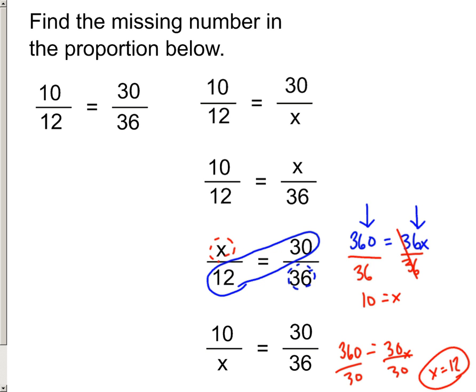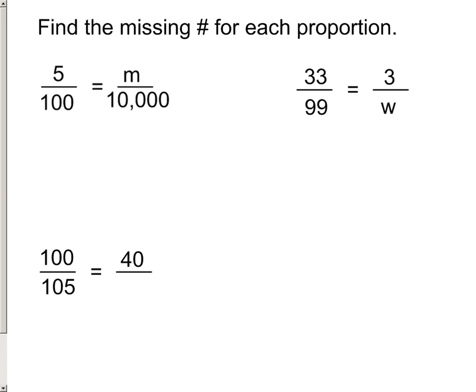So here we go. Here are the new problems. I do want to note though that I've got up here in the directions or the header, find the missing number for each proportion. You have to know that this setup is a proportion, or else you can't just go through and cross multiply or pretend they're proportions. You have to be told they're proportions so that way you can go and solve them.